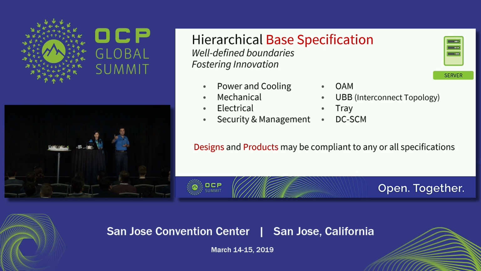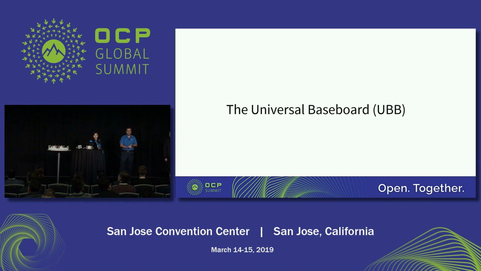So we have a base specification. That's what we do at OCP Server Project. We normally have a base specification that defines architectural concepts. And then we have a design. Multiple designs can come from the same base specification. And off of the detailed design, multiple products can be built from different companies, and we put them on the marketplace. So the universal baseboard is the one that provides the multiple interconnects. And perhaps Richard can tell us about it.